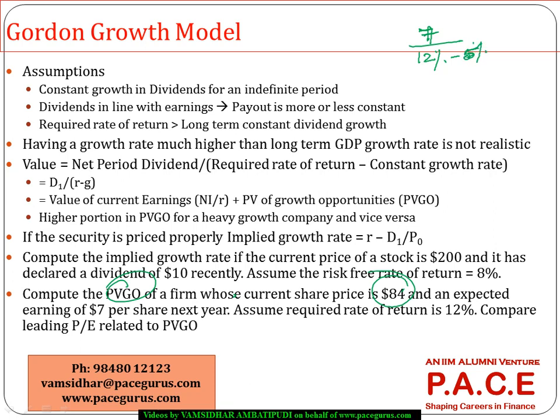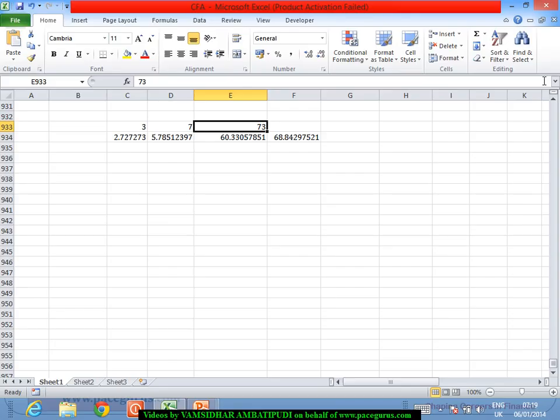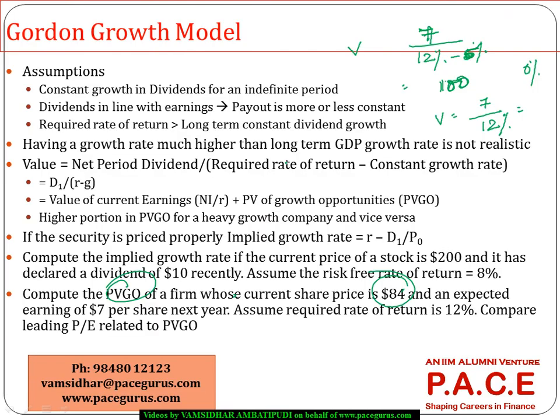If the firm is growing at the rate of 5%, then what is the value? 7 by 7%, which is making it 100. But if the growth is 0%, then D1 by KE minus G, with G as 0, is 7 by 12%. What is 7 by 12%? $58.3.